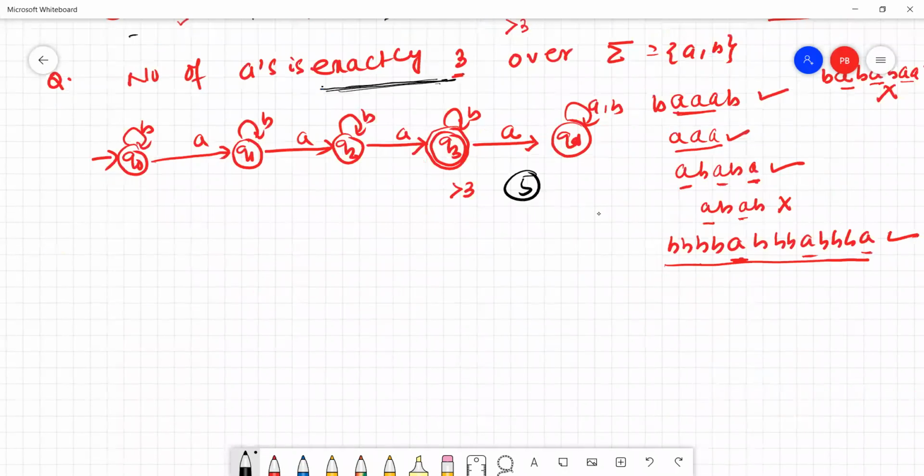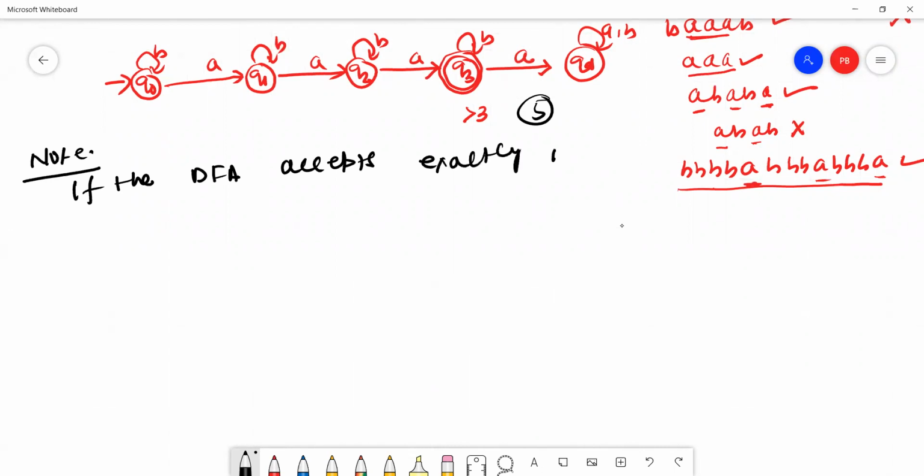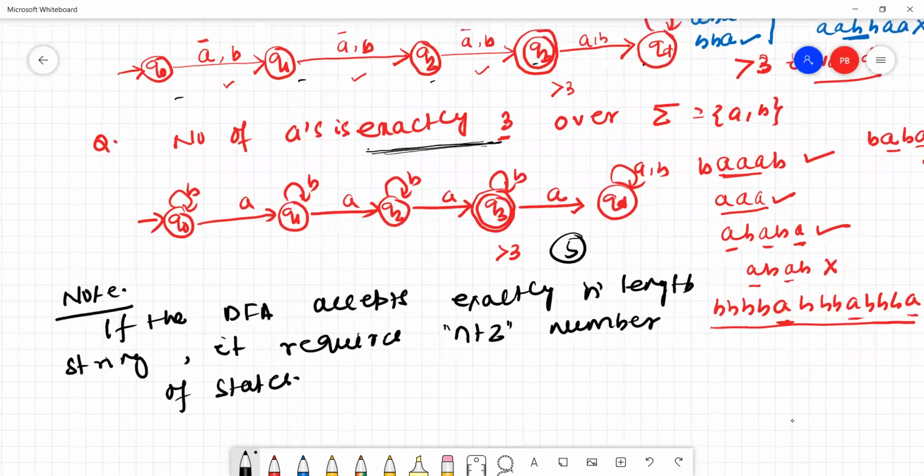So, okay, one note point. If the DFA accepts exactly n length strings, then it requires n plus 2 number of states. It requires n plus 2 number of states.